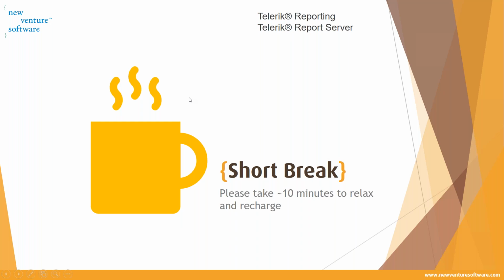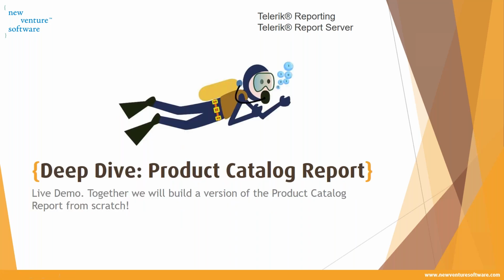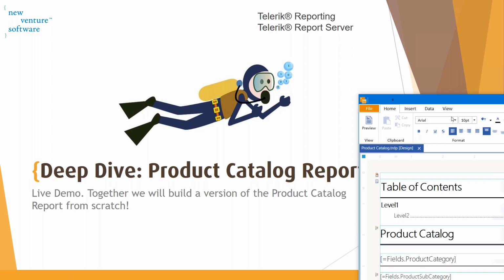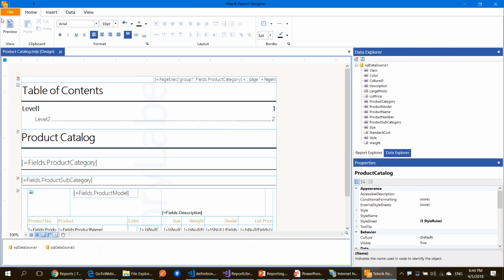So next up is the main demo I have prepared for today. Together with you, we will build a version of the product catalog report from scratch. It will not be an exact copy of the report, but we will try to do it pretty close to the original. And to those of you who are not familiar with it, I will show it to you.